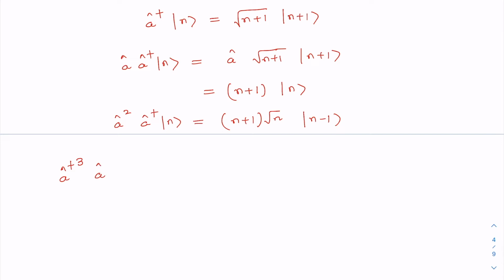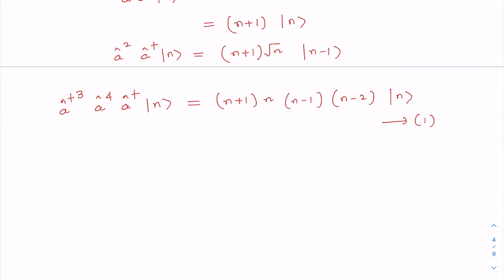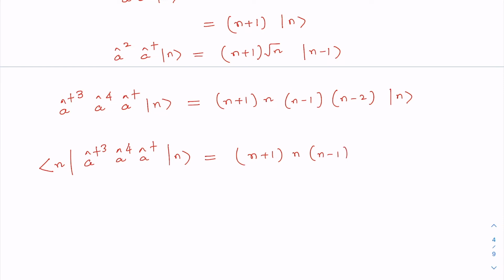You will get a dagger cube, a to the power 4, a dagger ket n. If you work it out, you should get n plus 1, n into n minus 1, n minus 2, ket n. Let me say this is my equation number 1. If I now multiply on the left-hand side by bra n, then I will get simply n plus 1 into n minus 1, n minus 2. Okay, so this is what I will get.